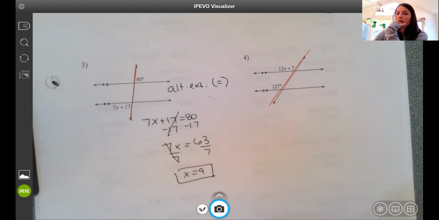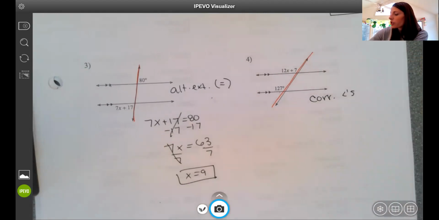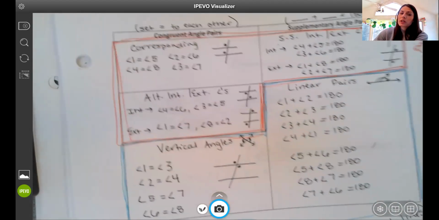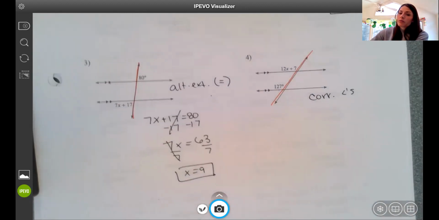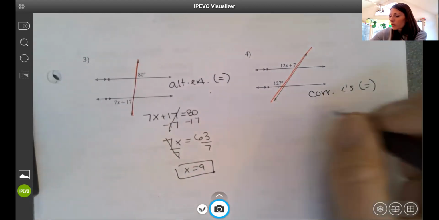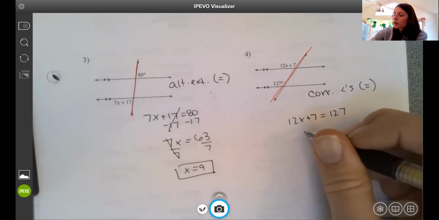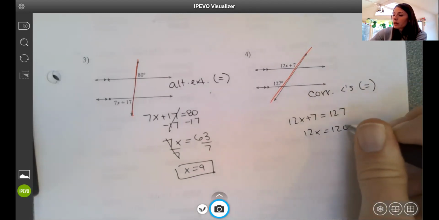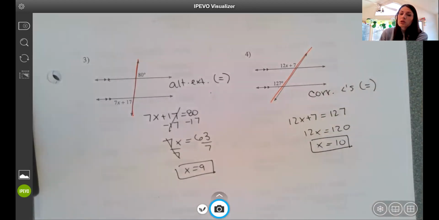Corresponding. Corresponding angles. So these are corresponding angles, which again, if you aren't sure what their relationship is, check the little chart. These are congruent to each other. So I'm going to set them equal. 12x plus 7 equals 127, or 12x equals 120, and x equals 10. Okay, so solving using those angle relationships.